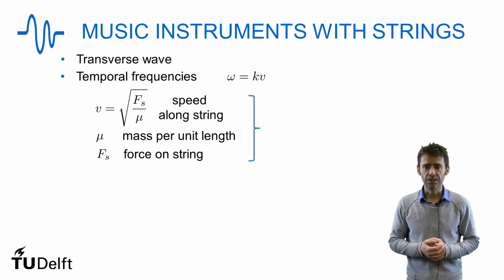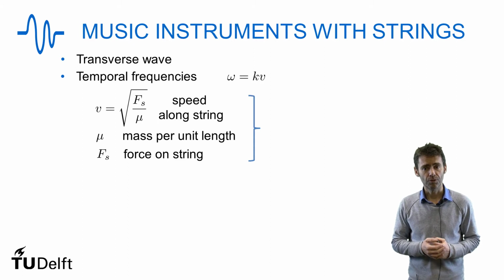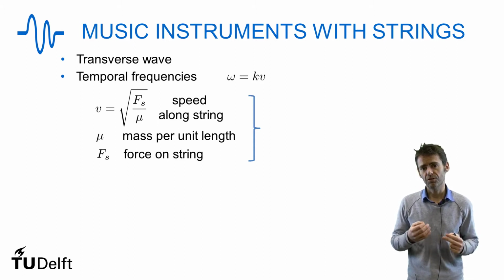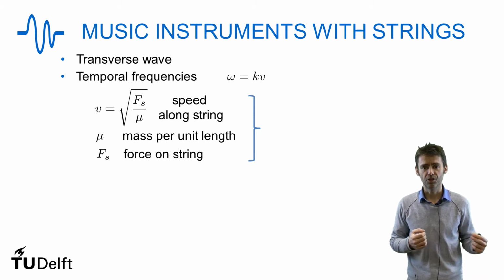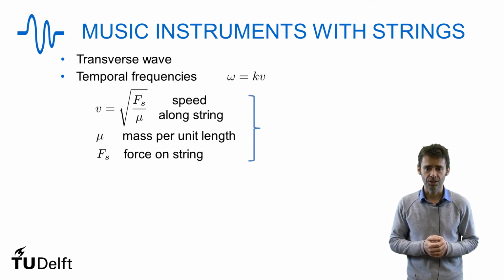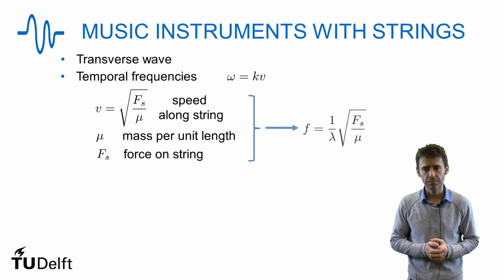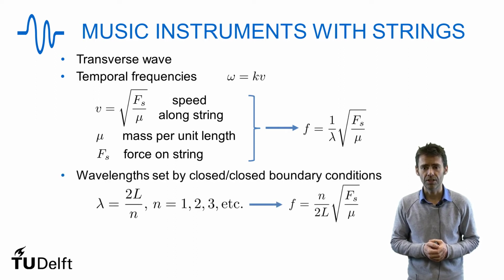This propagation speed v is equal to the square root of the force divided by the mass per unit length. So this gives the propagation speed of the wave in the string. That means that larger masses lead to a lower speed and larger forces lead to a higher speed. Again, the frequency of oscillation is equal to 1 divided by lambda times the square root of Fs divided by mu, where of course lambda can be the solutions for the standing wave, the different harmonics.